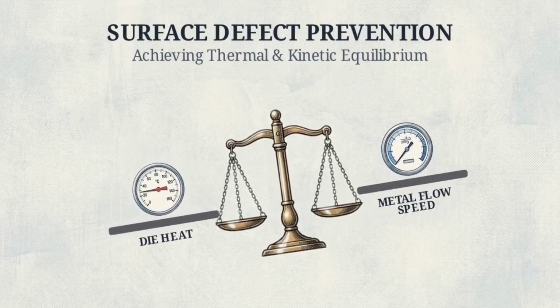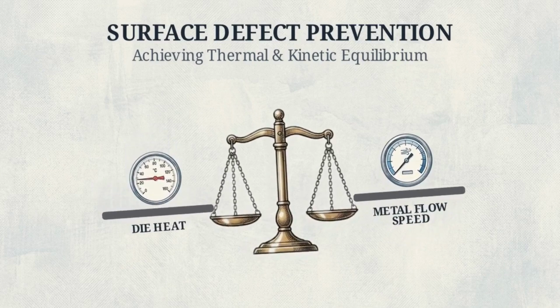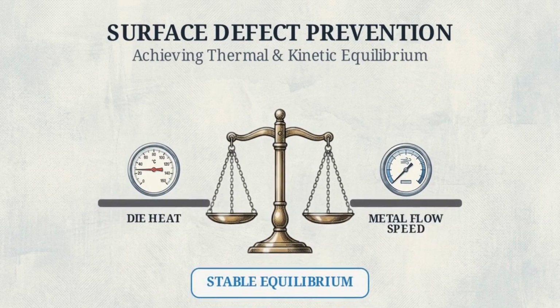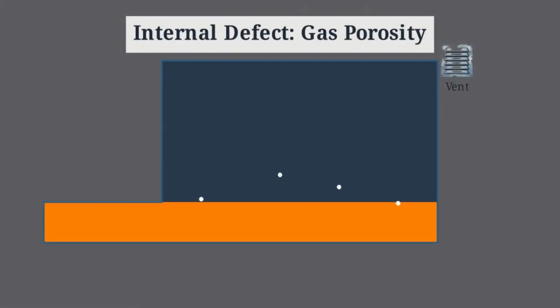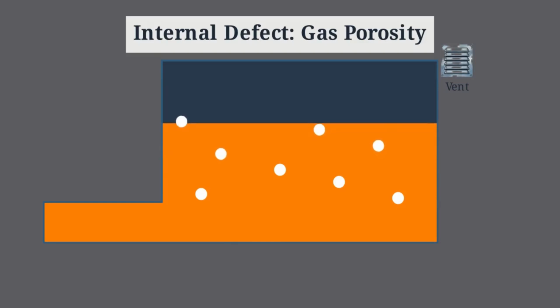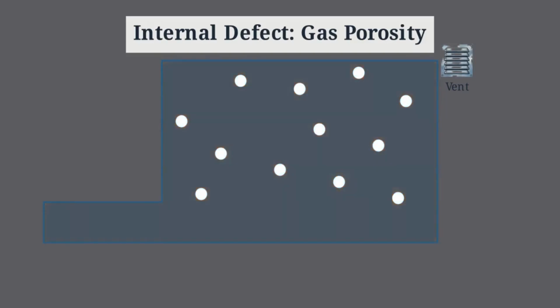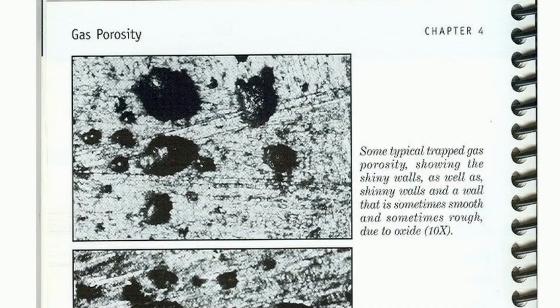Controlling surface defects requires a careful balancing act between adding sufficient heat to the die and safely optimizing your metal flow speeds. Moving inside the casting, we run into internal defects. The first is gas porosity. This is caused by air, steam, or vaporized die lubricant getting trapped in the metal flow during die fill.